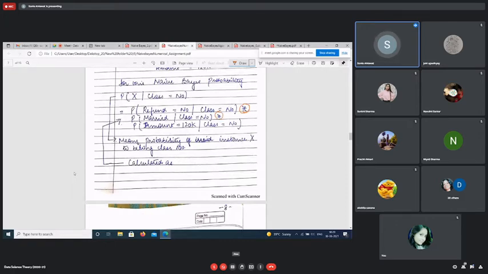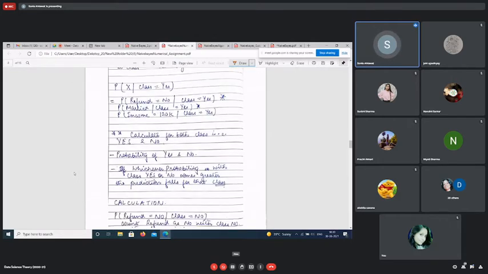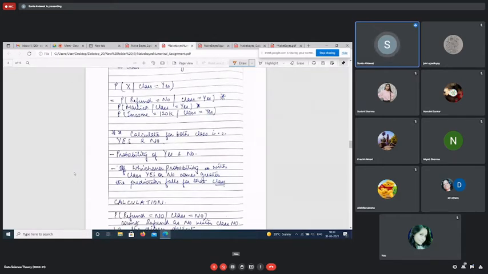Multiplied, multiplied. So refund with class equal to no, married with class no, 120K with class no. Now this is for class no, what we have to calculate. Now how is it being calculated? First one is this one.